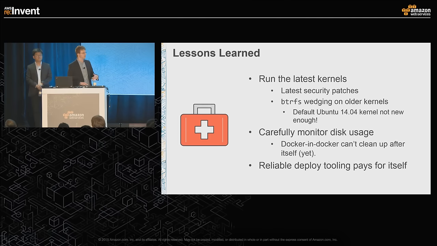Now, building this, we've learned a number of lessons. Not only should you always run the latest kernels for the security patches and updates, but as it turns out, there are a number of important usability and feature bug fixes that happen in the newer kernels. In fact, ButterFS can get so full, you can't delete any files on it. It gets wedged because it's a copy-on-write file system. Most importantly, the default Ubuntu 14.04 kernel is not new enough, and it's still vulnerable to this bug.